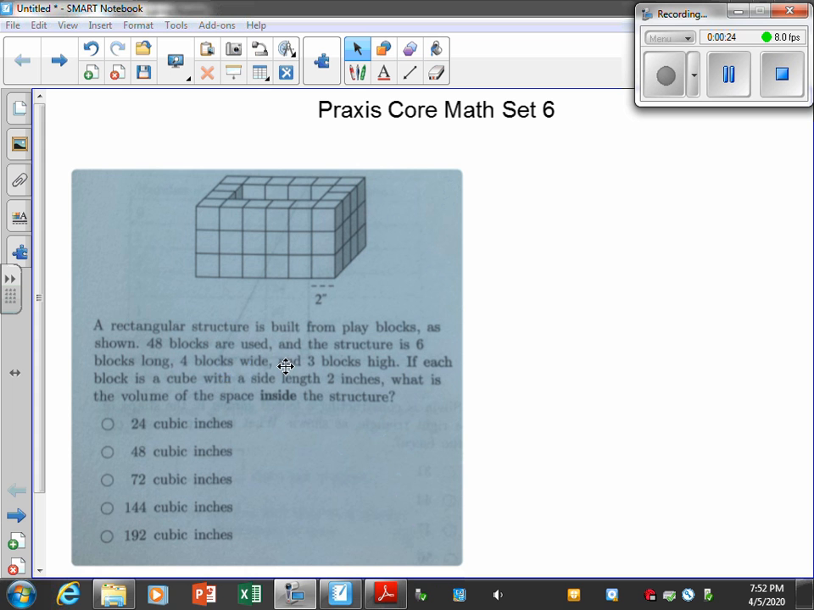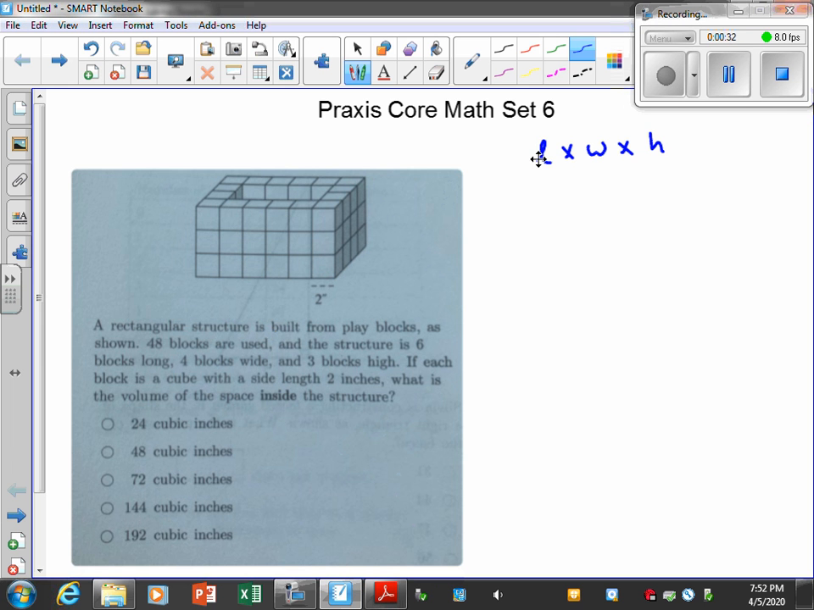Each cube is 2 inches, but first of all, a cube's volume is length times width times height. So if you have length times width times height, that's the volume of one single cube. If they're each 2 by 2 by 2, that's 2 times 2 times 2. So one cube is 2 times 2 is 4 times 2 is 8 inches cubed. So we'll keep that in mind.